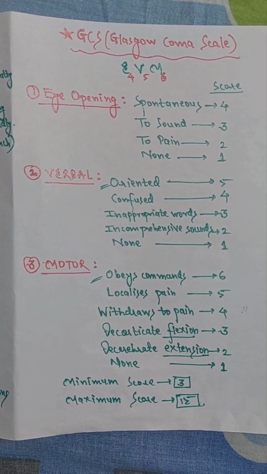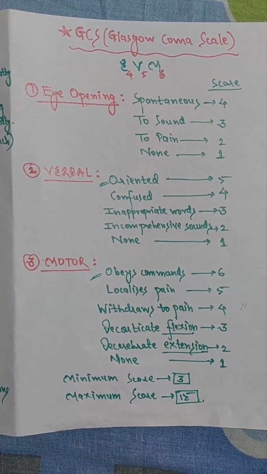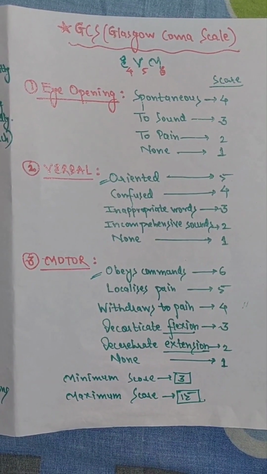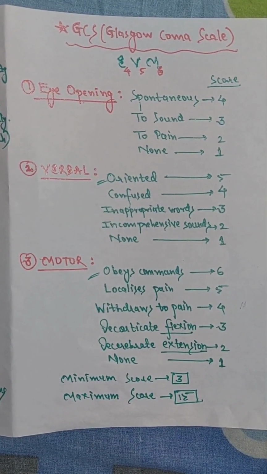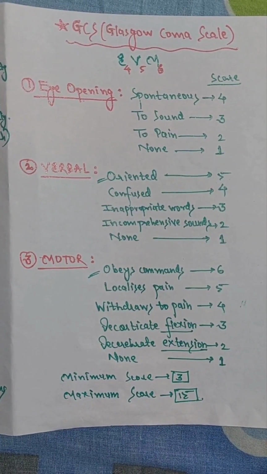So as you can see here, there is no 0. So the minimum score for each of the 3 components is 1. So the minimum GCS score will be 3 and the maximum score will be 15.